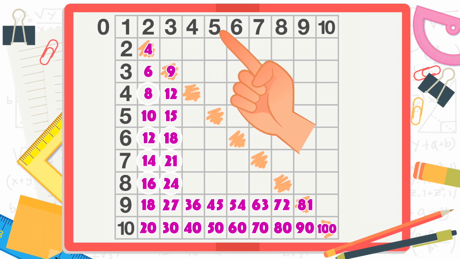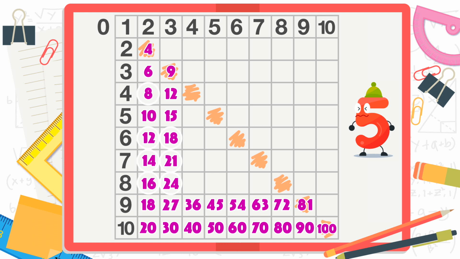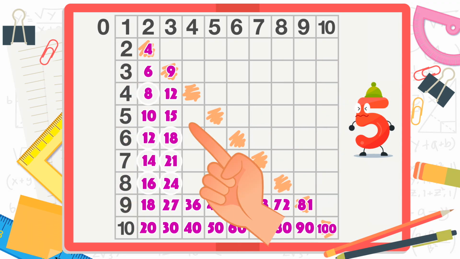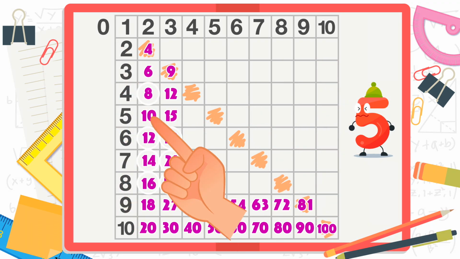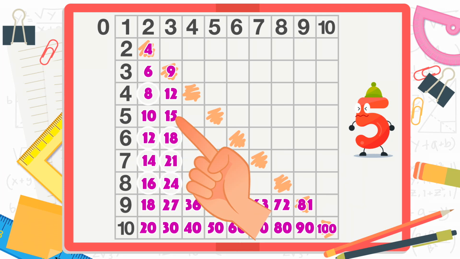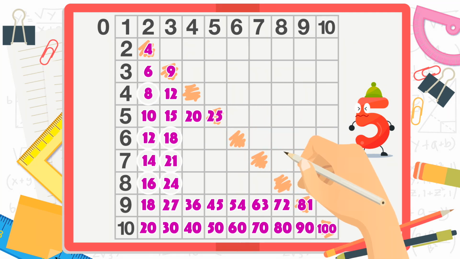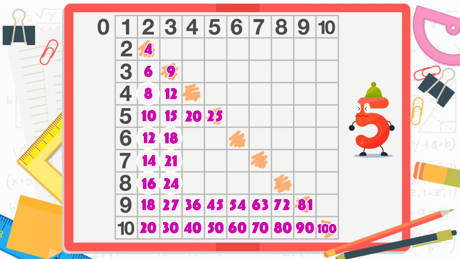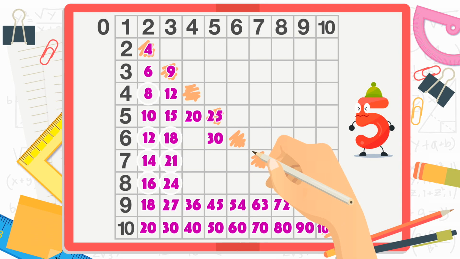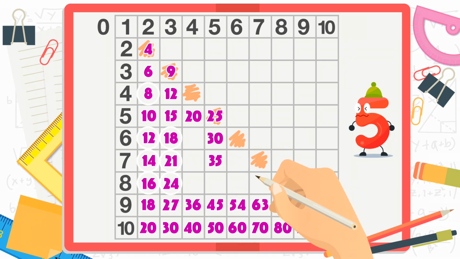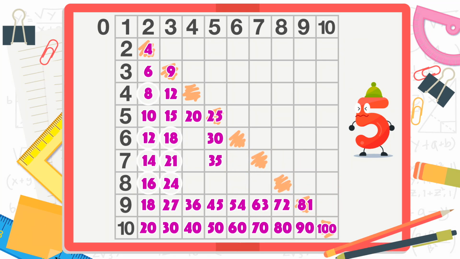Let's multiply by 5. We just need to count the fingers on our hands. There are 5 fingers on one hand, 10 on 2 hands. On 2 hands and 1 foot, 15. If we put our hands and feet, we will have 20 fingers. 5 hands, 25 fingers. Then 6 hands, 30 fingers. 7 hands, 35. And 8 hands, 40.